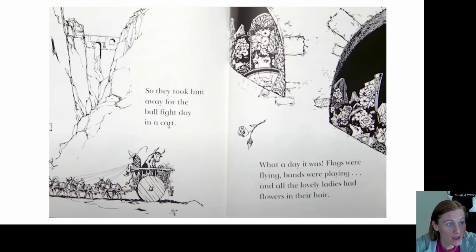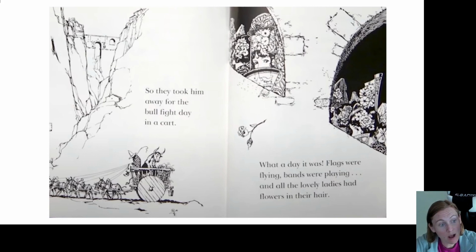So they took him away for the bullfight day in a cart. What a day it was! Flags were flying, bands were playing, and all the lovely ladies had flowers in their hair. So take a look at our setting, right? We can see that where it's taking place is changing.